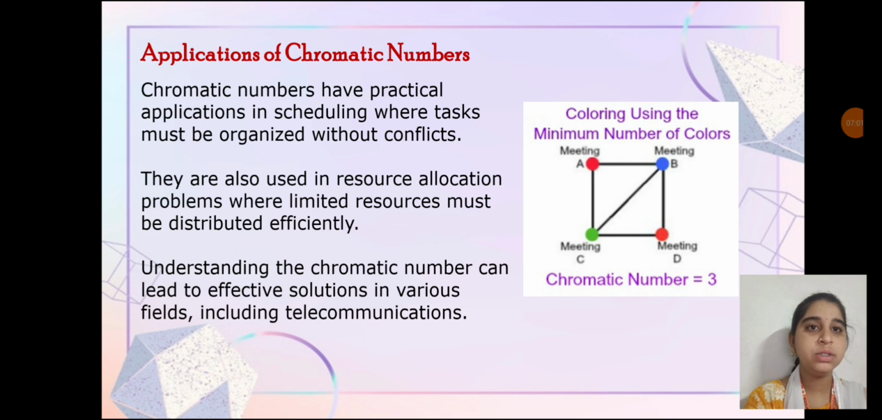Now, applications of the chromatic numbers. Chromatic numbers have practical applications in scheduling where tasks must be organized without conflicts. They are also used in resource allocation problems where limited resources must be distributed efficiently. Understanding the chromatic number can lead to effective solutions in various fields, including telecommunications.